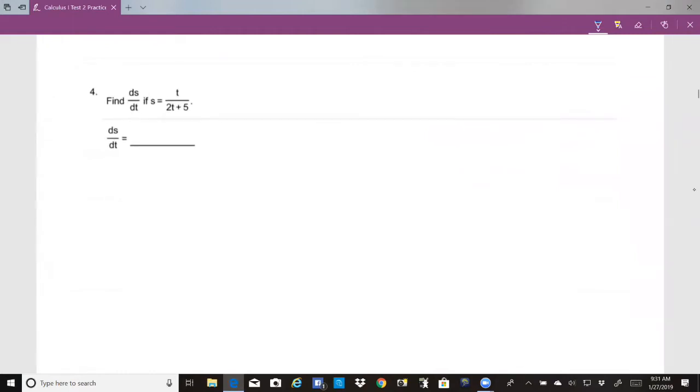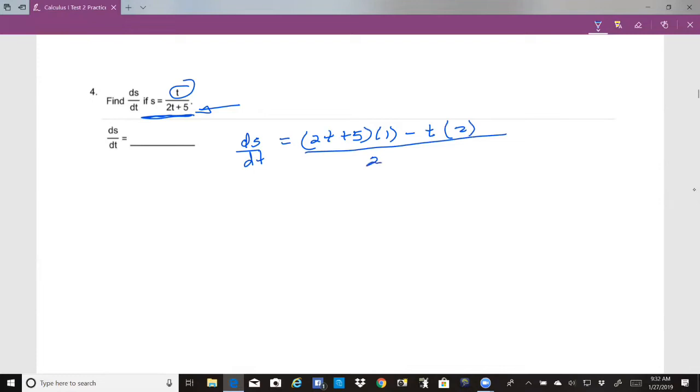Now, number 4, we want to find ds/dt, where the function s of t is given as t over 2t plus 5. We're going to need to use the quotient rule. ds/dt is equal to the denominator times the derivative of the numerator, which is 1, minus the numerator, which is t, times the derivative of the denominator, which is just 2, all divided by the denominator squared, which is 2t plus 5 squared.